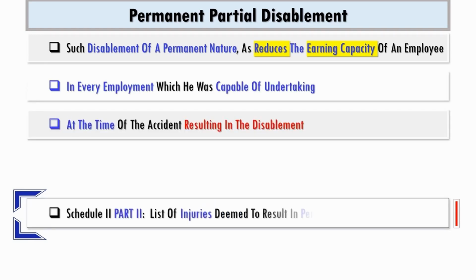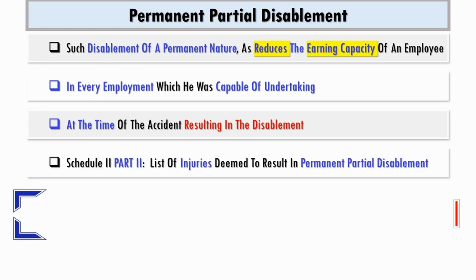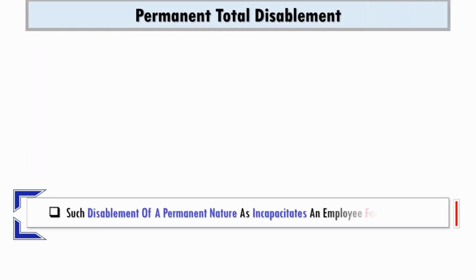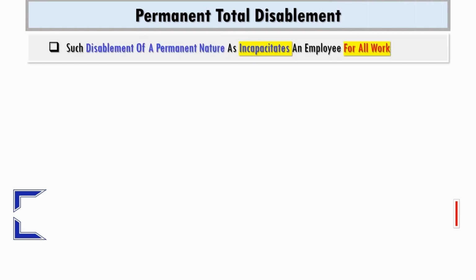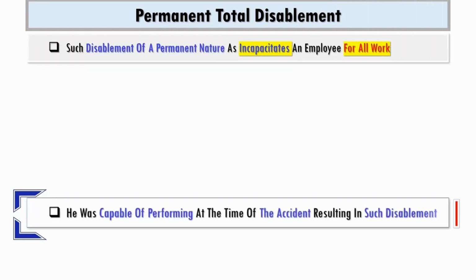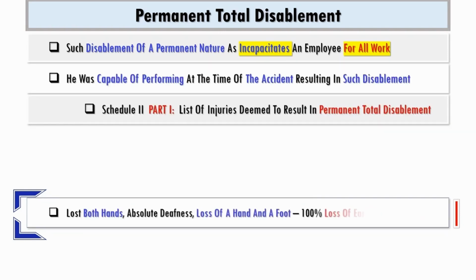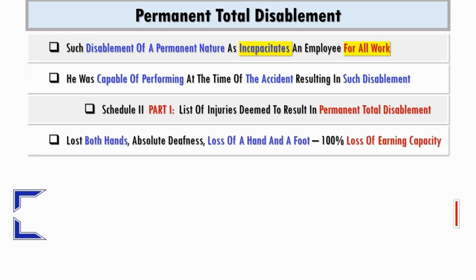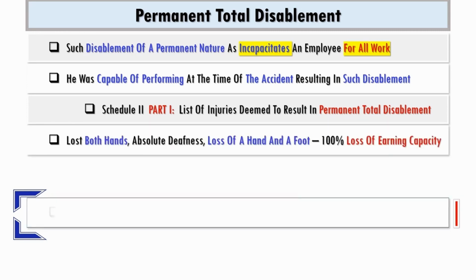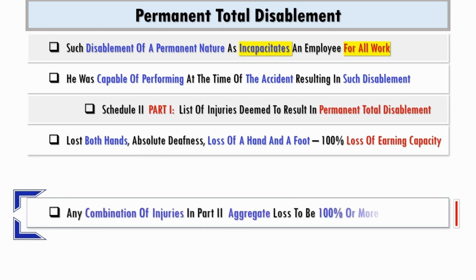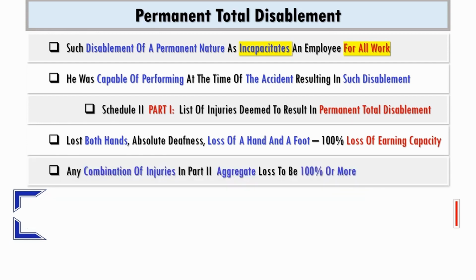It is listed in Part 2 of Schedule 2 among injuries deemed to result in permanent partial disablement. Permanent total disablement is a disablement of a permanent nature which incapacitates an employee for all work which he was capable of performing at the time of the accident. It is listed in Part 1 of Schedule 2. Loss of both hands, loss of a hand and a foot, absolute deafness are examples of permanent total disablement. Even injuries listed in Part 2 can result in permanent total disablement when the combination of injuries aggregate to a loss of 100% or more.